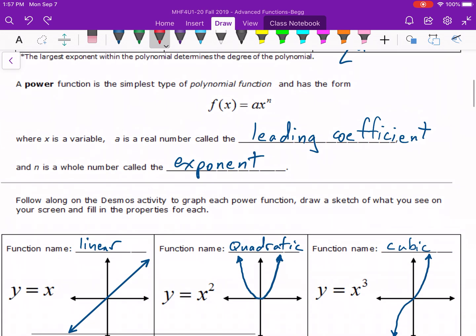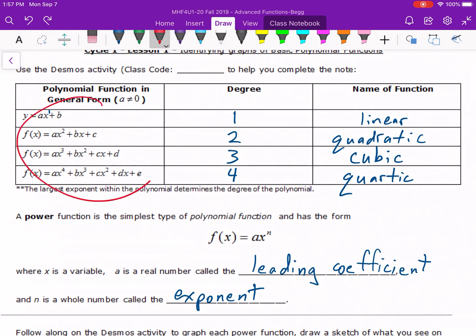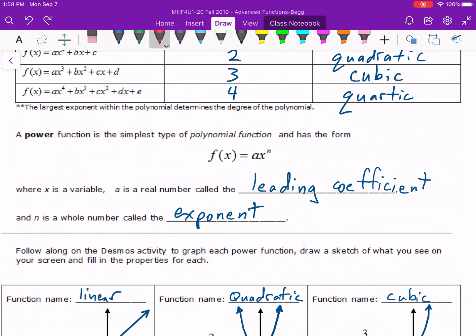A power function is the simplest type of polynomial function. So polynomial functions, these are all polynomial functions here. A quartic function, for example, could have up to 5 terms, but it could have as little as 1 term. It could just get by with this term here and still be quartic, right? So if you just have the 1 term, whatever degree it is, that's called a power function. So it's in the form ax to the n, where x is the variable, a is a real number called the leading coefficient, and n is a whole number, it's the exponent.